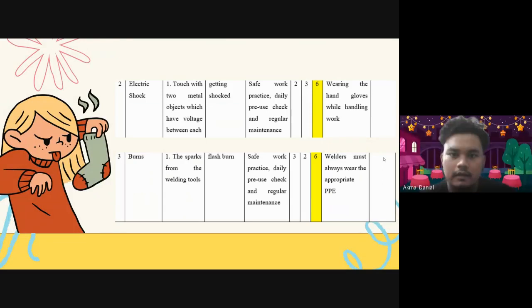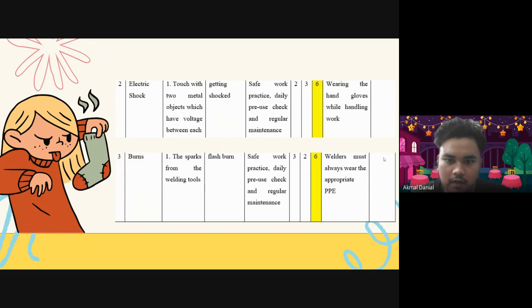Okay, the second hazard is electric shock. It happens when touching two metal objects which have voltage between them. This can cause an electric shock. The existing controls are safe work practice, daily reuse check and regular maintenance. The likelihood times severity risk is 6. To prevent this, you must wear hand gloves while handling work.